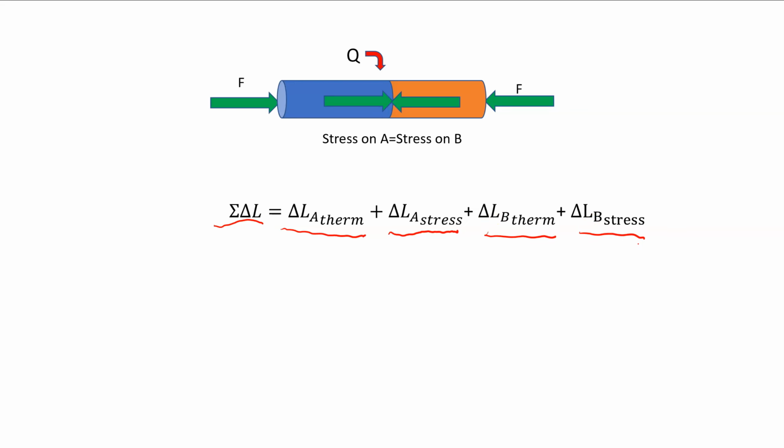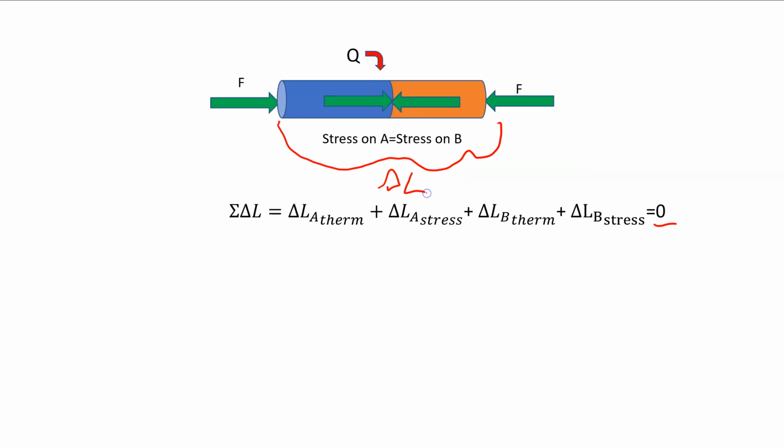In other words, take all the delta L's, pretend all of these are separate things. This guy's got forces on him, and he's also being heated. This guy's got forces on him, and he's also being heated. I get that they're pushing on each other, but that'll all somehow magically work itself out in the stress terms. We just need to add these all together, and if we do that, you end up with something that is equal to 0. Why should it be equal to 0? It's equal to 0 because I'm holding it in place. I'm preventing it from growing. In other words, the total change in length, delta L, is 0.